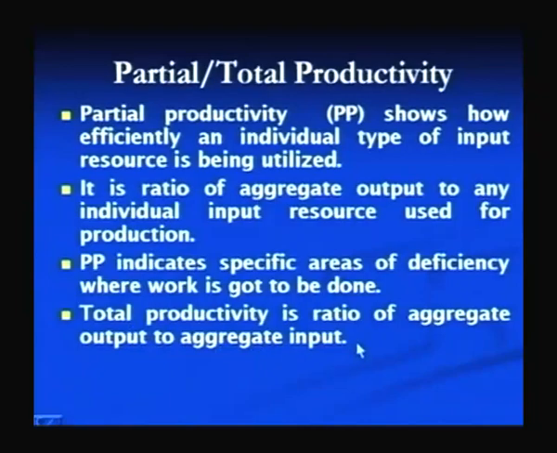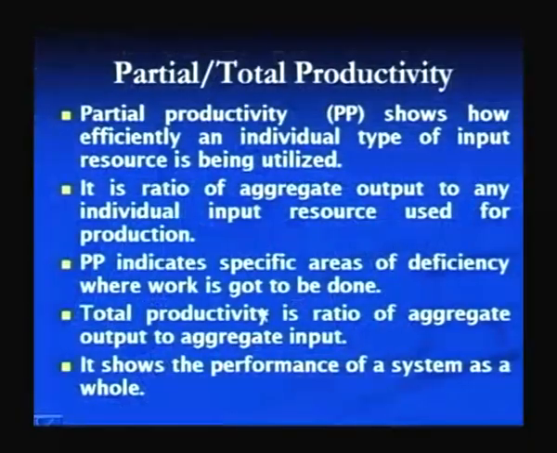While total productivity is the ratio of aggregate output to aggregate input, all types of products or services being produced by the industry, an organization or a state are taken into account to calculate the aggregate output. The aggregate input is calculated from all types of resources in the form of land, material, machine, or anything else which is being used for the production of the goods by the particular organization. And total productivity indicates the performance of a particular organization as a whole for a certain period of time.